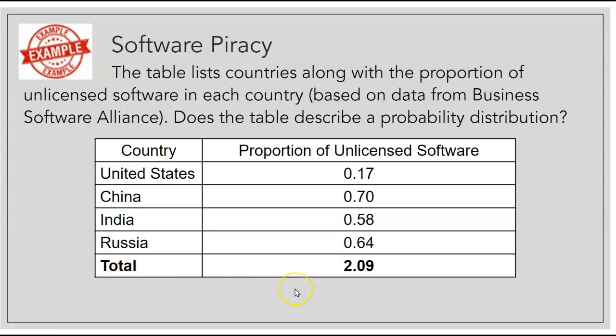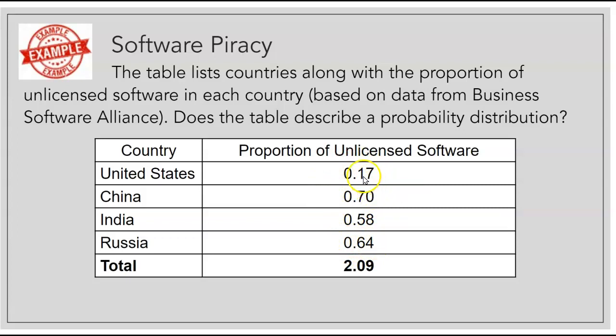Hopefully you answered no for a couple of the 3 conditions. First of all, this is categories. This isn't numeric, and these are not countable numbers. So that's the first reason why this is not a probability distribution. Secondly, when you add up all these decimals, it totals greater than 1, and so that's the second reason why this doesn't qualify.